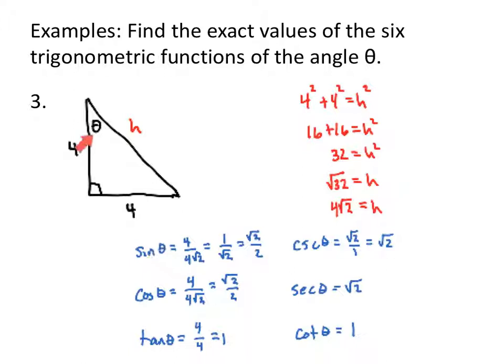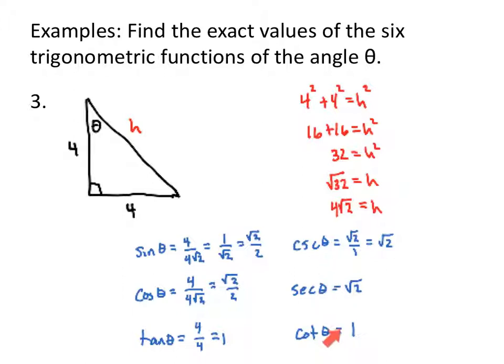So the sine in reference to theta is opposite over hypotenuse. 4 over 4 square root of 2 simplifies to 1 over square root of 2, and when I rationalize my denominator, I get square root of 2 over 2. In reference to theta, cosine is adjacent, 4, over hypotenuse, 4 square root of 2, and I just did that operation, so I'm just going to write the solution. In reference to theta, tangent is opposite, 4, over adjacent, 4. 4 over 4 is 1. And then I flip them over. Cotangent of theta, the reciprocal of 1, is 1.